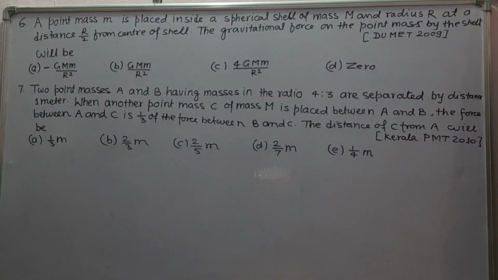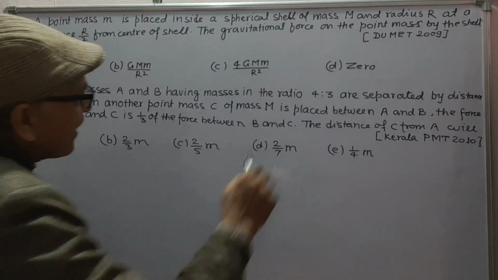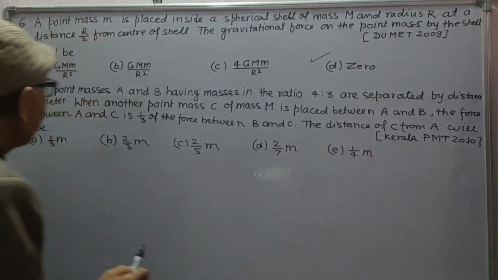The question is, a point mass m is placed inside a spherical shell of mass capital M and radius capital R at a distance r by 2 from the center of shell. The gravitational force on the point mass by the shell will be, these are the options. As we know, the gravitational field inside a spherical shell is 0. Therefore, the gravitational force will also be 0 and the correct option will be D.